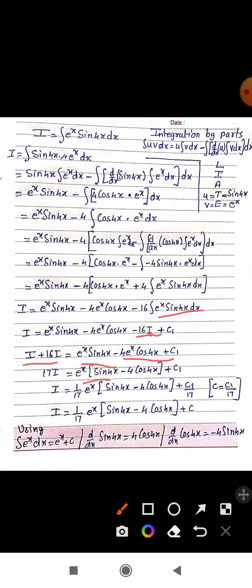Now e raised to x is common and I plus 16I is 17I. Divide this by 17. We will get I is equal to 1 upon 17 e raised to x (sin 4x minus 4 cos 4x) plus c, where c is equal to c1 upon 17.